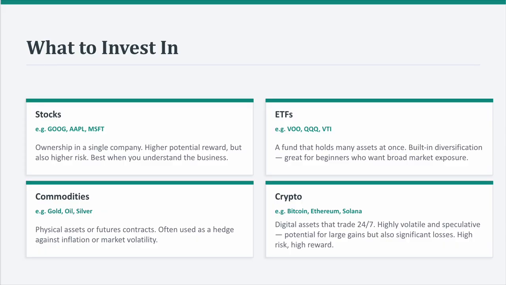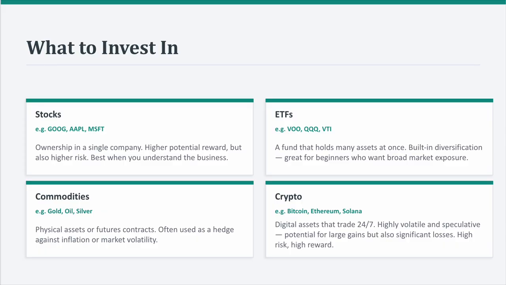whereas ETFs, which are index funds such as VOO, QQQ, and VTI, are funds that hold many assets at once. These funds track a variety of stocks. For example, the S&P 500 tracks the 500 top companies within the US. These assets are good for diversification of your portfolio, as they make it less risky. However, this does come at a cost, as you won't gain as much. But this comes with the benefit of being less risky.